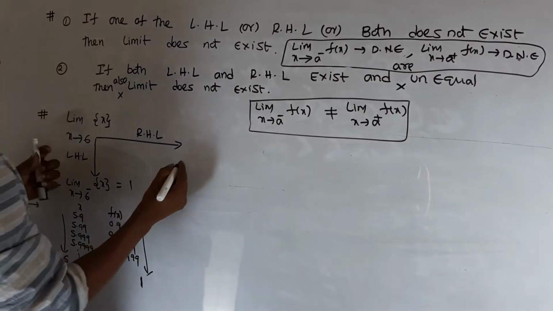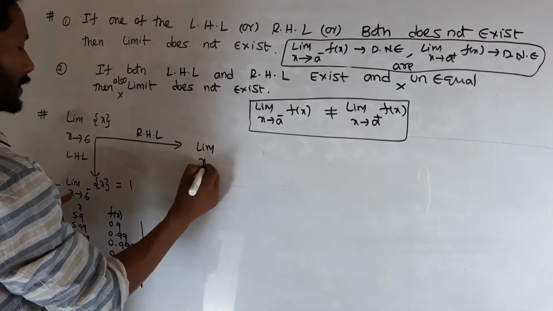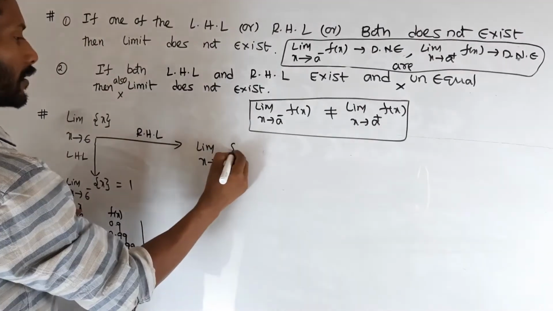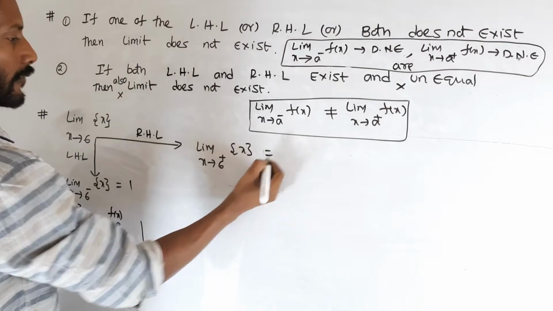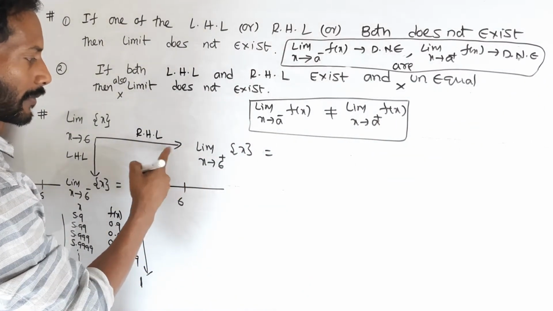Okay, right hand limit. Limit as x tends to 6 plus of the fractional part of x. We need to find this result. This is the number line, 6, right? This one is the right hand limit.